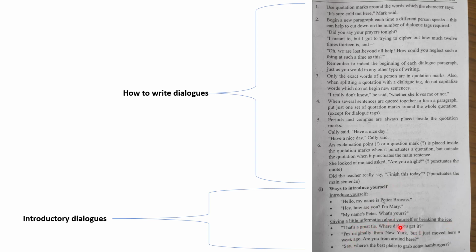For example, "That's a great time. Where did you get it?" So you are basically wanting to start a conversation with someone. Or "I'm originally from New York, but I just moved here a week ago. Are you from around here?" Or say, "Where's the best place to grab some hamburger?" So these are the general types of sentences that you can use to start a conversation with a new person.